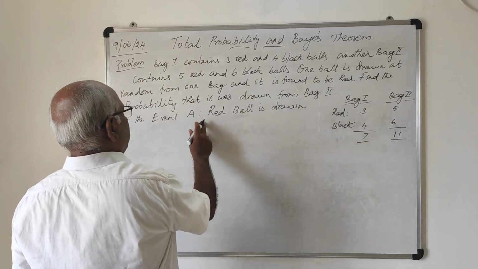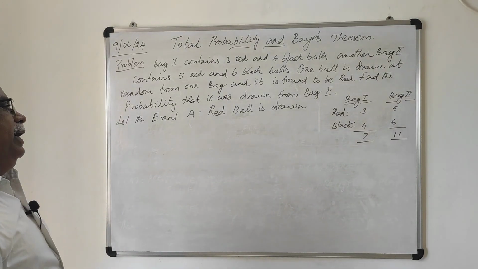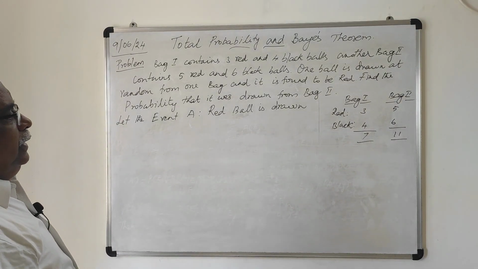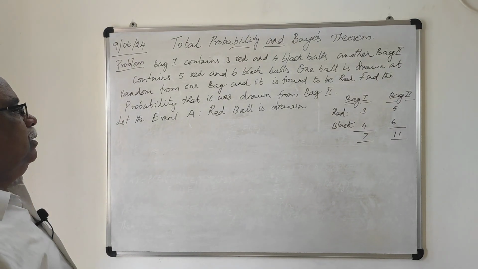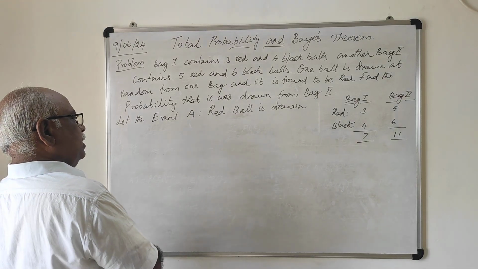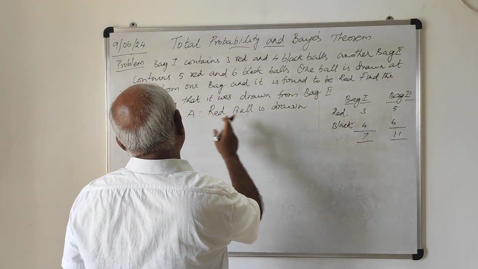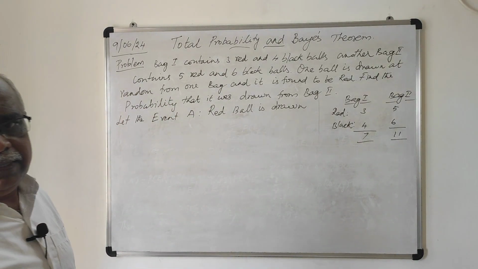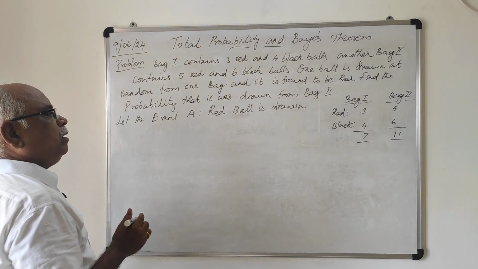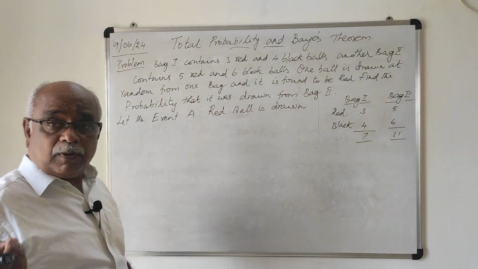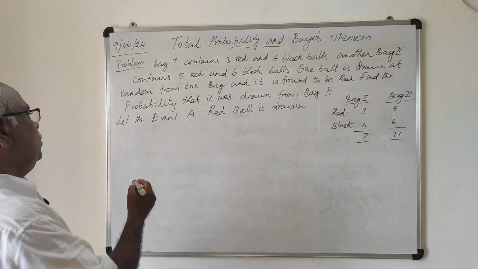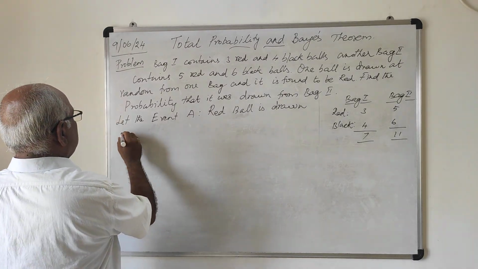Our event A is that a red ball is drawn from one of the bags. A is the event of drawing a red ball. What is the probability of choosing bag 1?